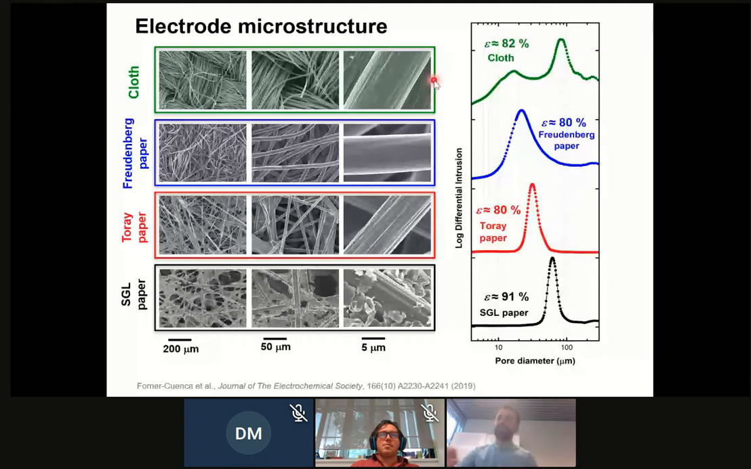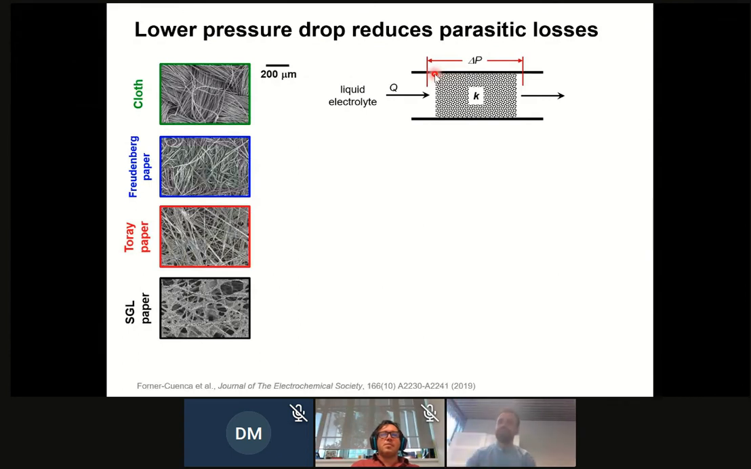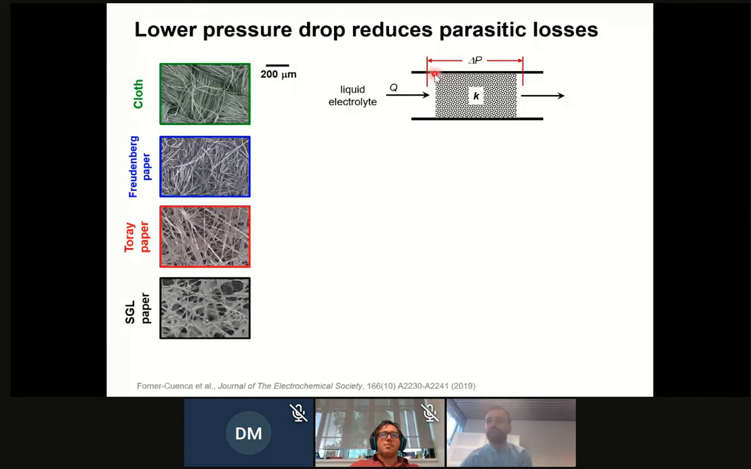organized, highly aligned. Okay, so the second experiment that you can do is to look at pressure drop. So remember that in a flow battery, you are actually flowing a liquid electrolyte with pumps through a reactor. So if your porous media has very low permeability, then your pressure drop will be very high. And that is undesirable because your overall efficiency of the process will go down, okay?